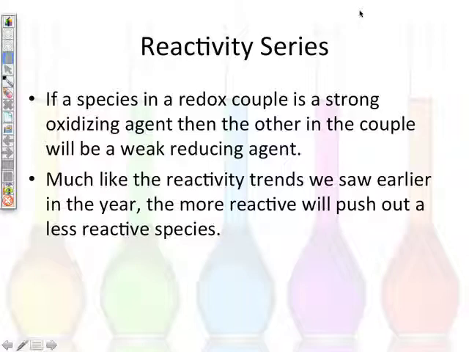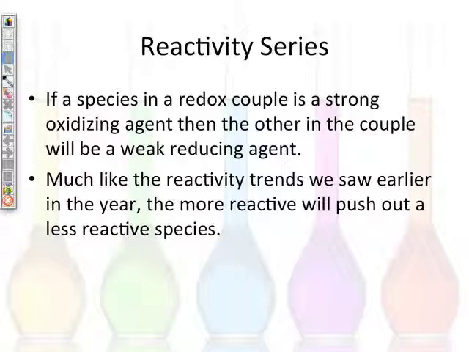We can form reactivity series based off of redox couples, so the ones that we know have one standard oxidation number. And if a species in a redox couple is a strong oxidizing agent, then the other in the couple would be a weak reducing agent. And that again goes back to what we were talking about on the other side of we have to be specific about what's on the reactant side and what is on the product side.